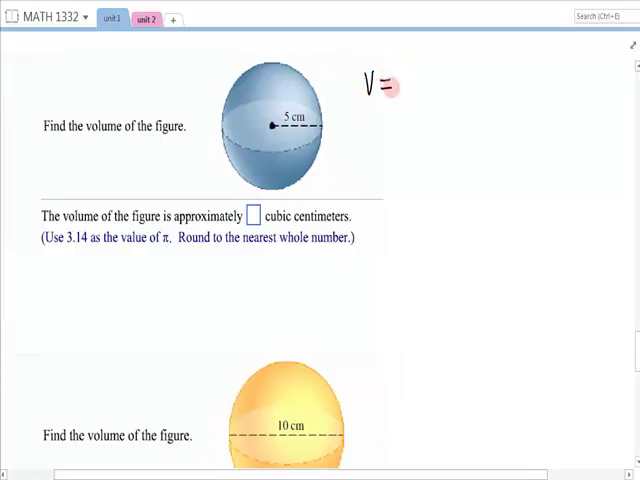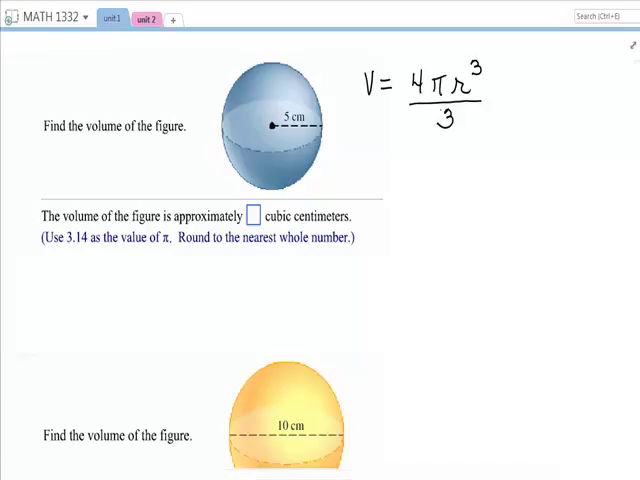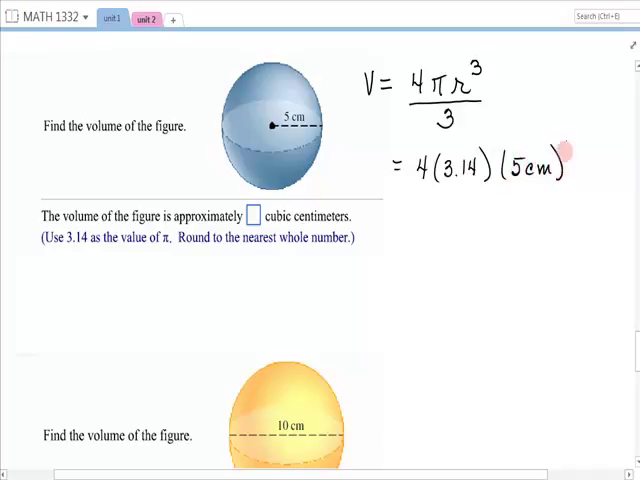The volume of a sphere is 4 pi r cubed divided by 3. Usually the formula is written as 4/3 pi r cubed. But I go ahead and say, how about 4 times pi times r cubed, and whatever you get, divide by 3. So for this one, we have 4 times 3.14 times 5 centimeters cubed. And whatever I get, I'll divide by 3.